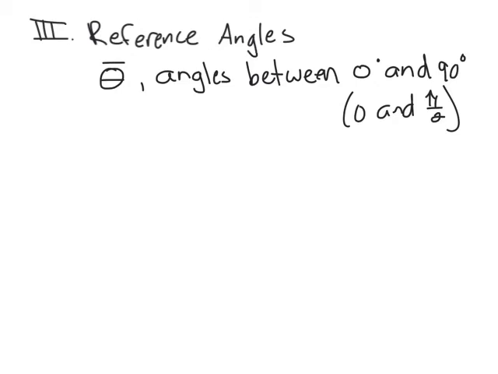We evaluate the function based on the reference angle, and then we attach the appropriate sign depending on the quadrant of the original angle. So just to look at the reference angles, we have 4 cases for the 4 quadrants. For the first quadrant, all angles are between 0 and 90. So for the first quadrant, the reference angle is equal to the angle itself. Theta bar is going to be equal to theta.